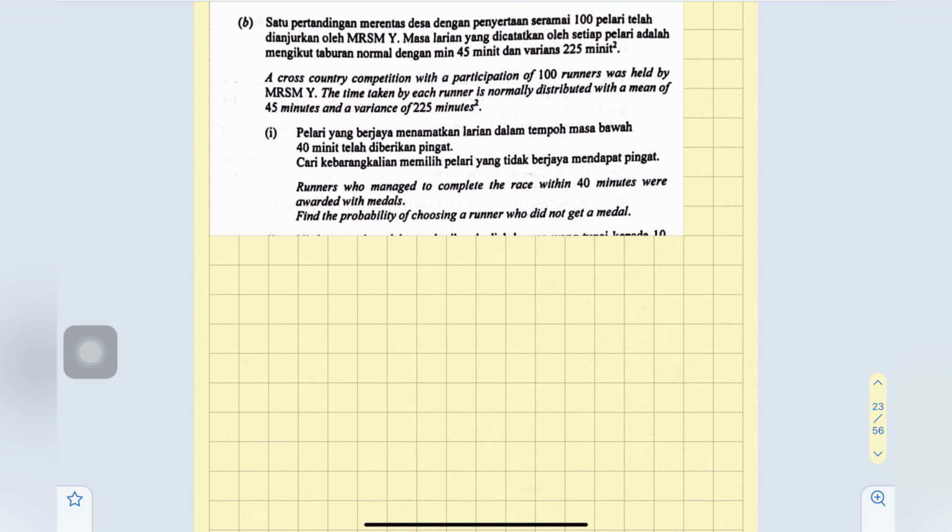8B. A cross-country competition with 100 runners was held by MRSM. The time taken by each runner is normally distributed with a mean of 45 minutes and a variance of 225 minutes. So now, given mu equals 45 and variance equals 225, the standard deviation is 15. The time taken by each runner is normally distributed, so X is the time taken. This is continuous, and since it is given as normal, we use the normal distribution.